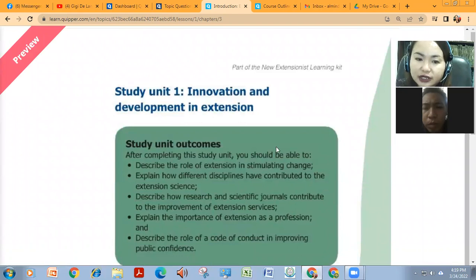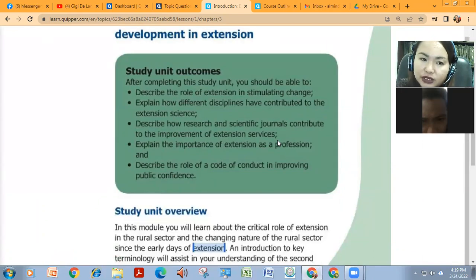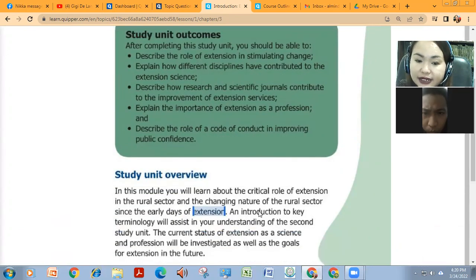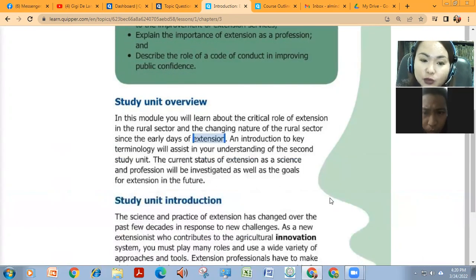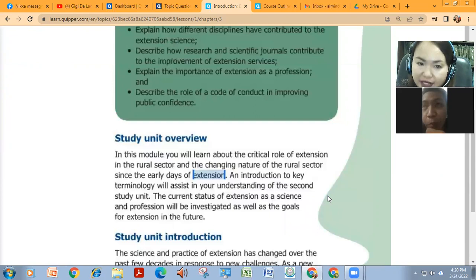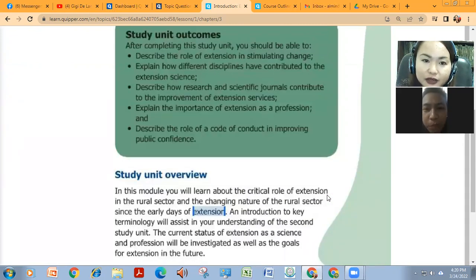Now we go to innovation and development. In innovation and development, of course, we will know the role of extension and the different disciplines that are part of extension science. So do you believe that extension is a science, Jason? And why? Because they study it, ma'am. Yes, very good. You can already graduate. And in fact, there are researches being conducted which are extension based.